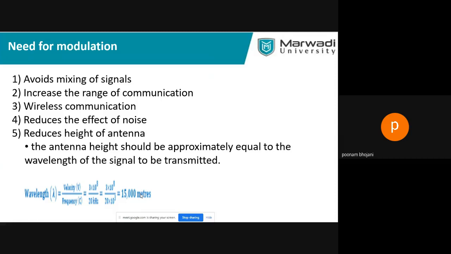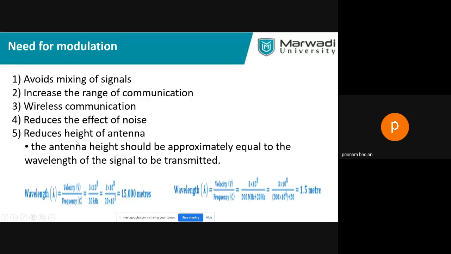Now 15,000 meters means 15 kilometers, right? So antenna height will be very large, very huge, and you cannot design an antenna at 15-kilometer height. So what I want to say is, if you increase the frequency from 20 kilohertz to 20 megahertz, it will be approximately 1.5 meter only. So the height of antenna will be reduced from 15,000 meters to 1.5 meters. And that's why we are using higher frequency instead of lower frequency.